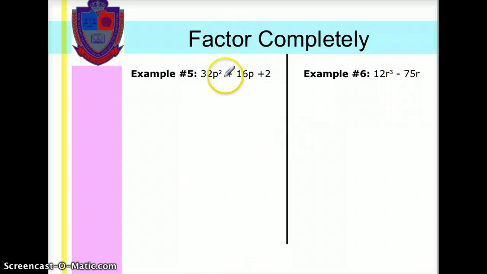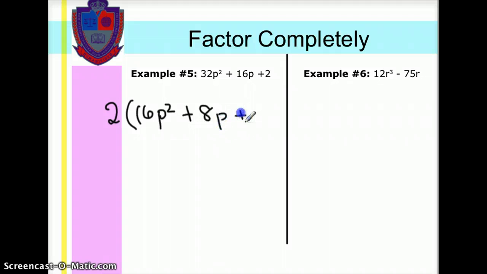Now, factor completely. This is what you'll see on the Regents. Looking at this example, I can see that they all have a 2 in common. Let's take that 2 out. This becomes 16p squared plus 8p plus 1. Okay? How do I know they have a 2 in common? Because they're all even numbers.